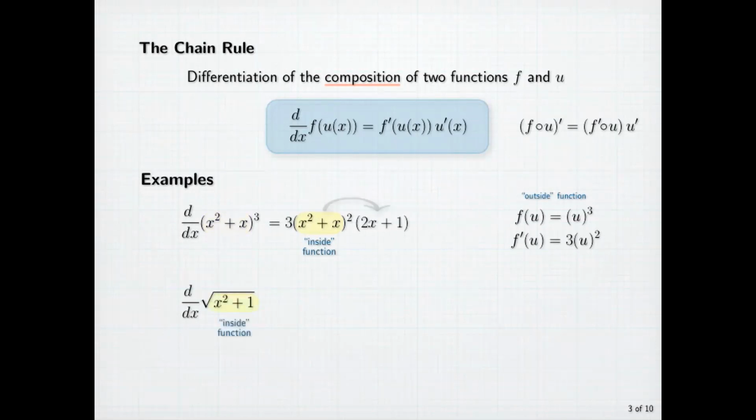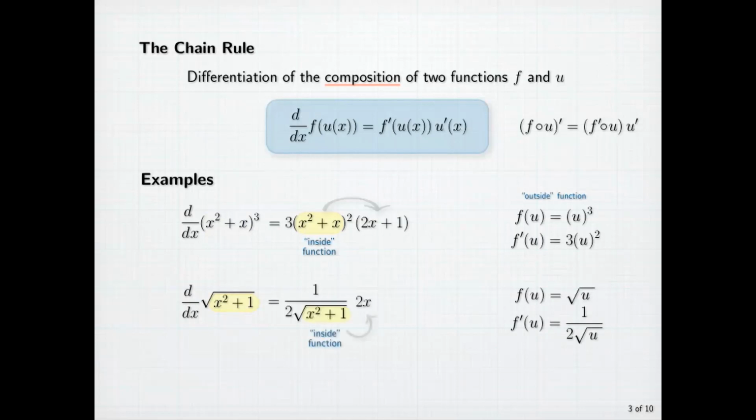Here we think of x squared plus 1 as the inside function. The outside function is f of u equals square root of u. The derivative of the outside function we know is 1 over 2 times the square root of u. So we write 1 over 2 times the square root of the inside function and multiply by the derivative of the inside function. Simplification here gives us x over the square root of x squared plus 1.